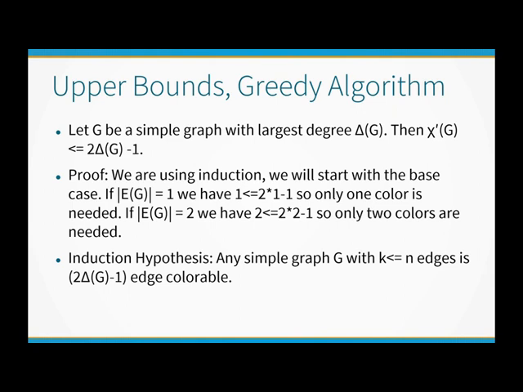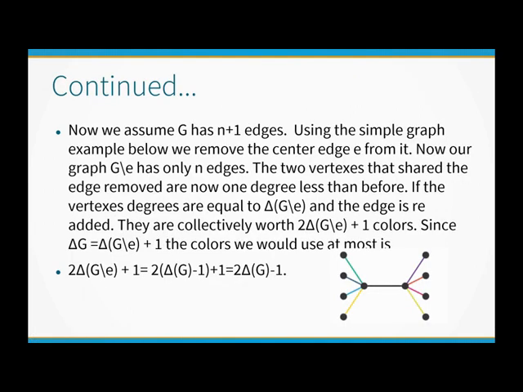So for our proof by induction here, we're going to have to start with the base case. And so in this case, we're going to assume our delta G is 1. And then when we do our little calculation here, we're going to realize that only one color is going to be needed. And the second part is we do the same thing with 2. And we're going to realize only 2 colors are needed. So from there, we have our induction hypothesis. So any simple graph G with k less than or equal to n edges is 2 delta G minus 1 edge colorable. At this point, given our hypothesis, we're going to assume G has n plus 1 edges.